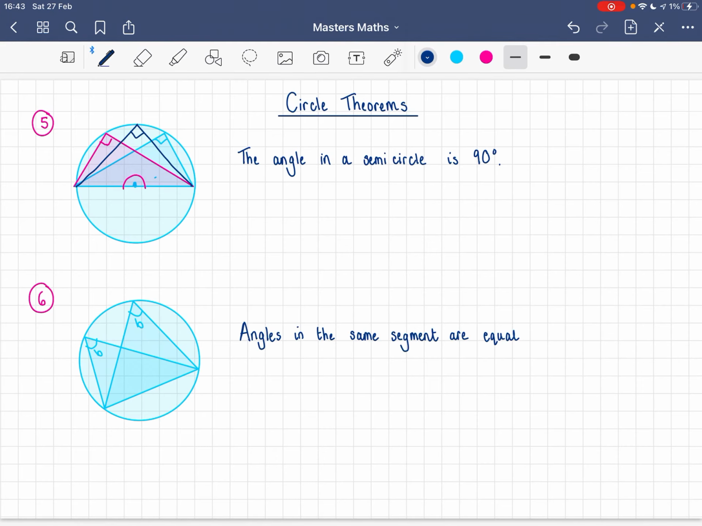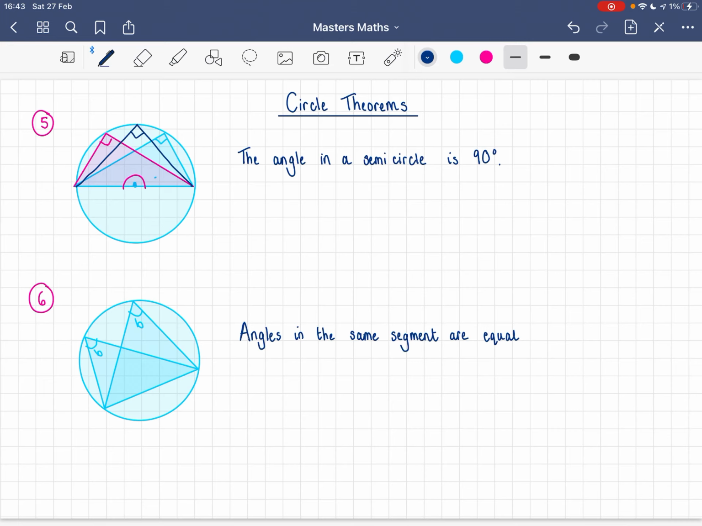So whenever there is a semicircle, so the circle is split by a diameter, any angle created in that semicircle would be 90 degrees. Again, it's based on that rule that the angle at the centre is twice as big as the angle at the circumference. This time the angle at the centre is 180 because it is a straight line. That means the angle at the circumference has to be 90.